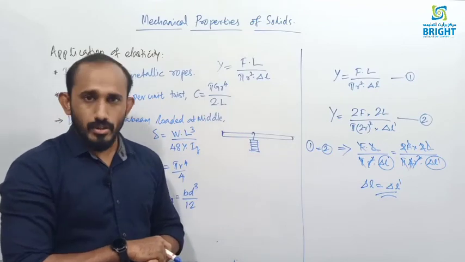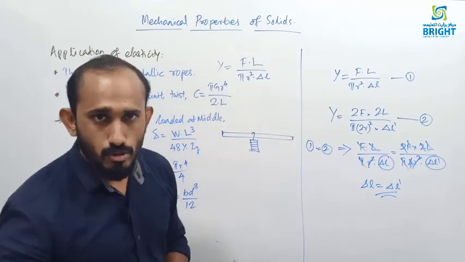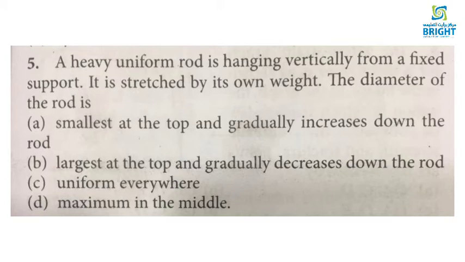So just by the comparison method you can solve it. The Young's modulus equation you have to keep in mind. Now we'll go to another question. This question says that a heavy uniform rod is hanging vertically from a fixed support. It is stretched by its own weight. The diameter of the rod is.